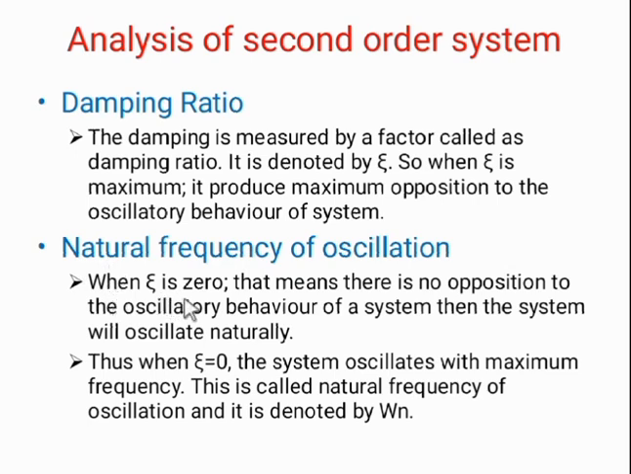When zeta is 0, that means there is no opposition to the oscillatory behavior of the system, and the system will oscillate naturally. So at zeta equal to 0, the system oscillates with maximum frequency, and this frequency is known as the natural frequency of oscillations, and it is denoted by omega n.